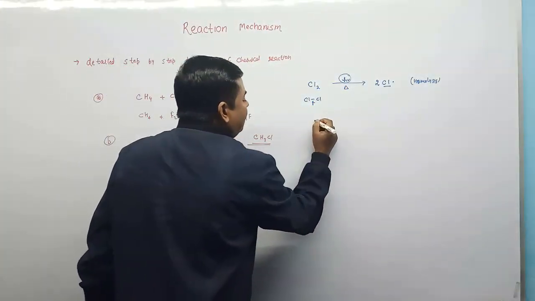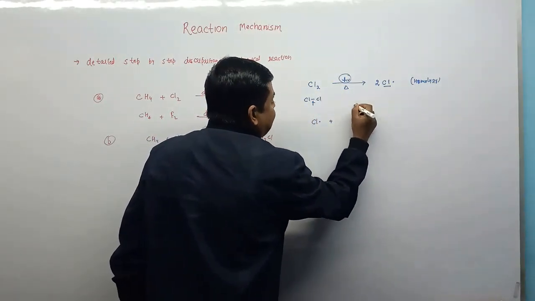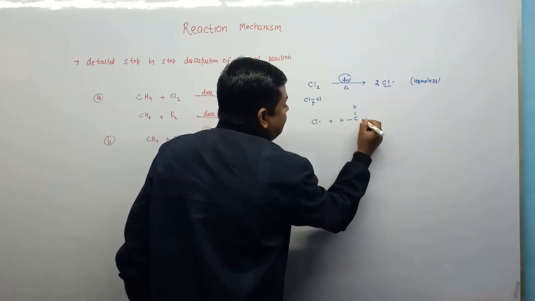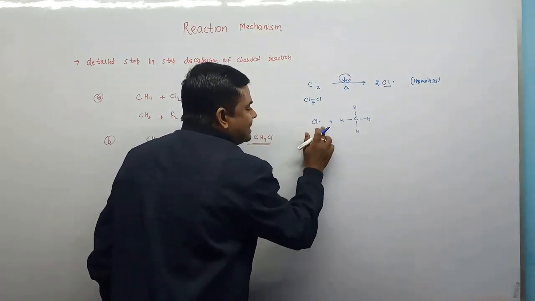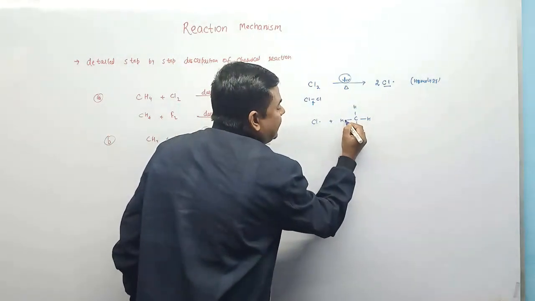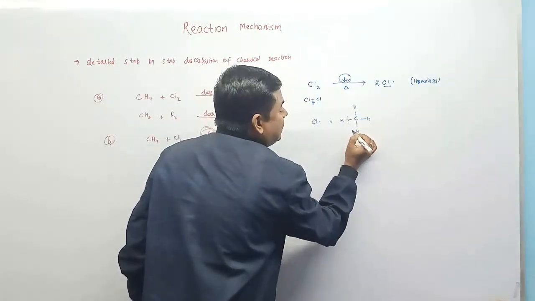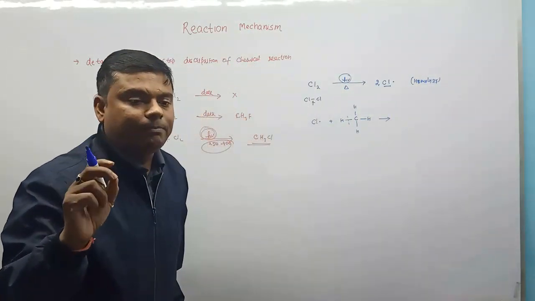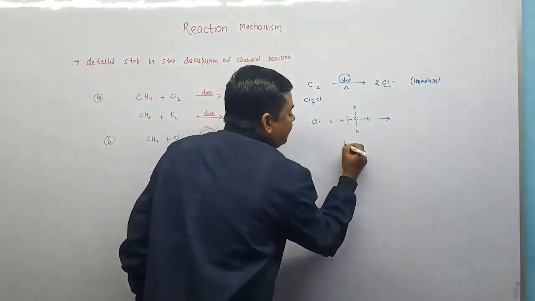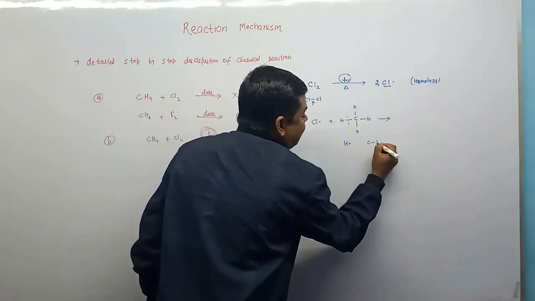Now one Cl atom attacks methane, and again, in the excited state with energy provided, there is homolytic fission between carbon and hydrogen. This is very important: we have an intermediate step, HCl, when this bond is broken.